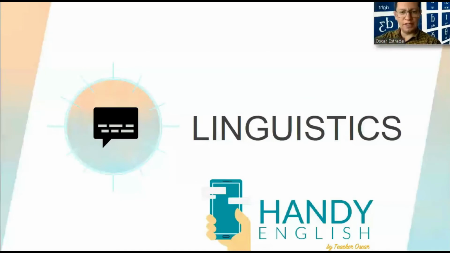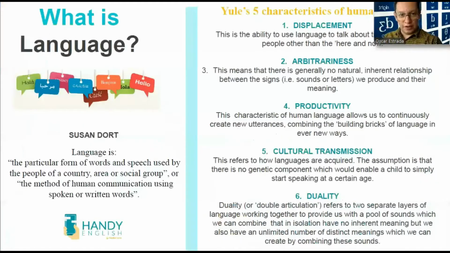Firstly, linguistics. Linguistics is the study of how humans use languages, spoken and written languages. In our video, we're going to be concentrating on the English language. First of all, we need to define what language is. What you're seeing here on your slide is the definition by a linguist named Susan Dort. Susan Dort says that language is the particular form of words and speech used by the people of a country, area, or social group.